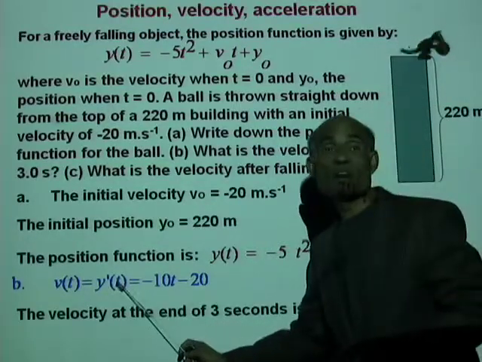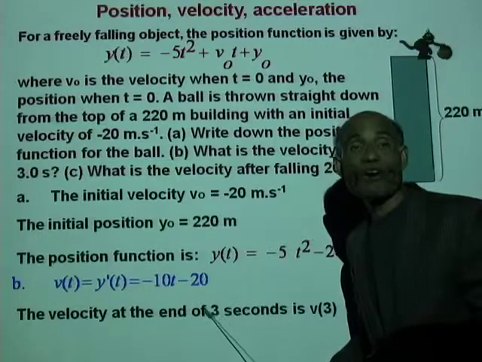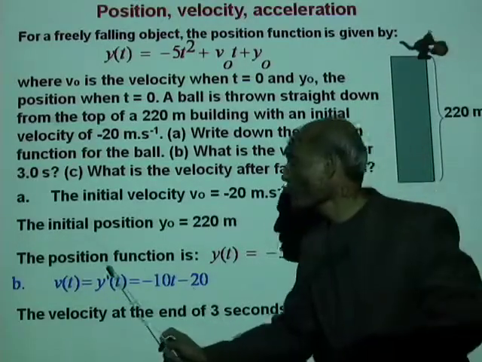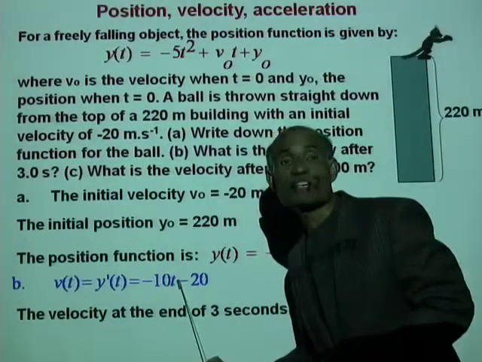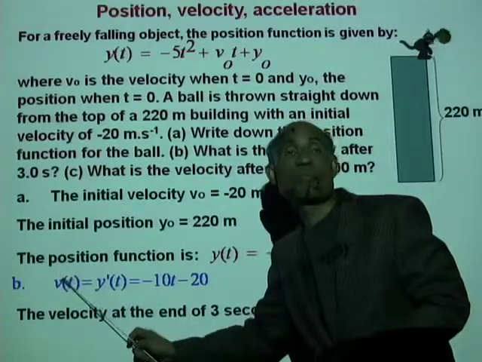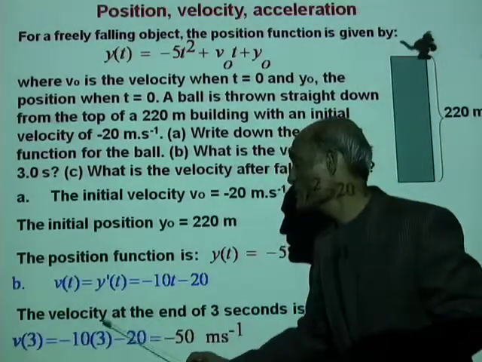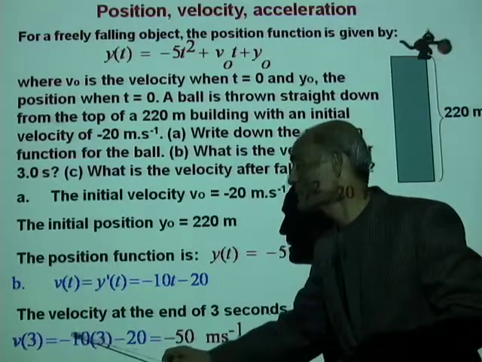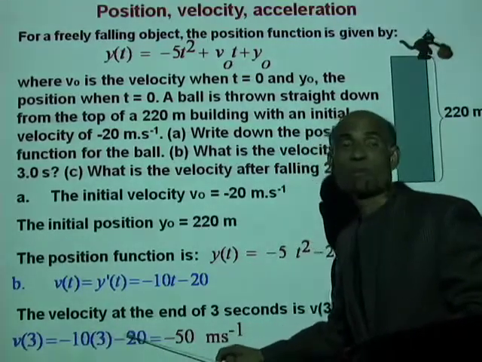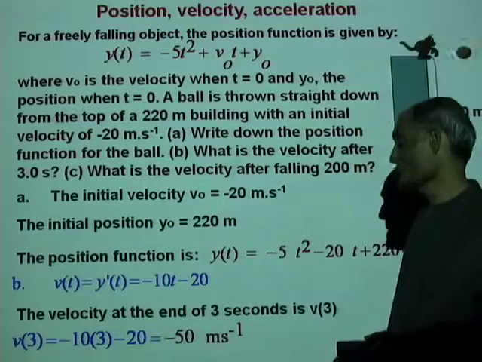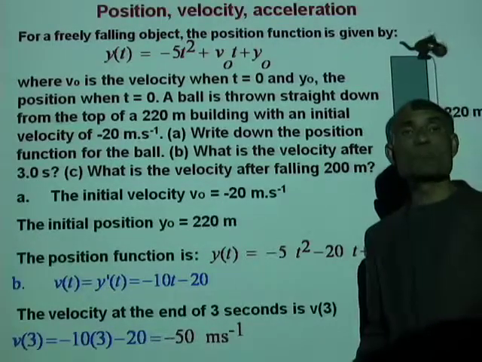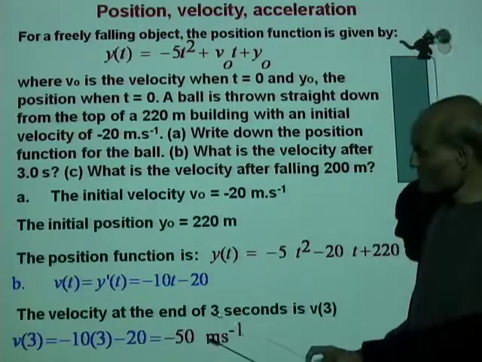Now we want to find the velocity at the end of 3 seconds. So all we need to do is replace t by 3 seconds. We want v of 3. So v of 3 is negative 10 times 3 minus 20. That is negative 50 meters per second.